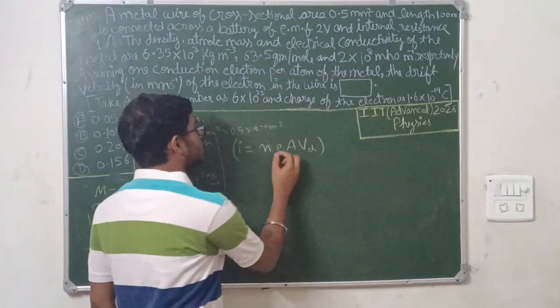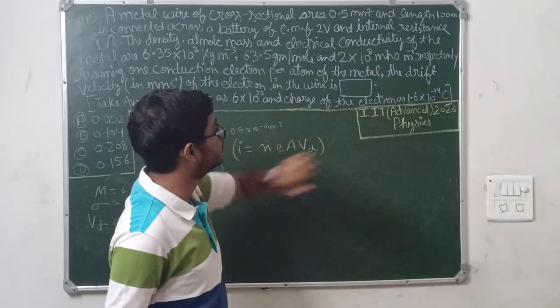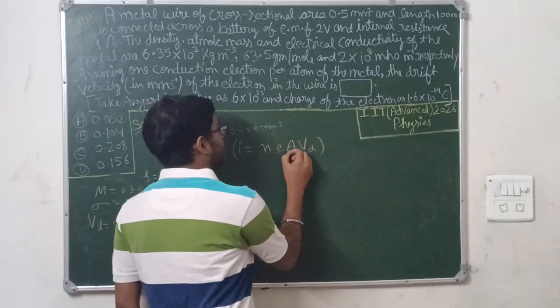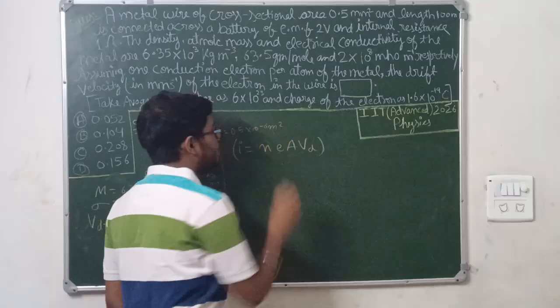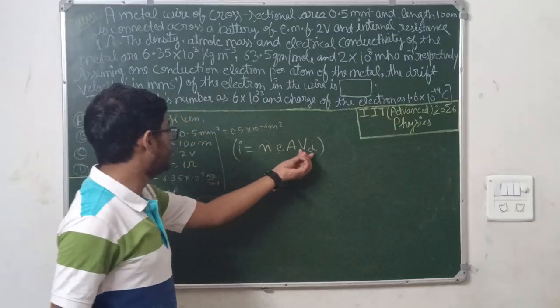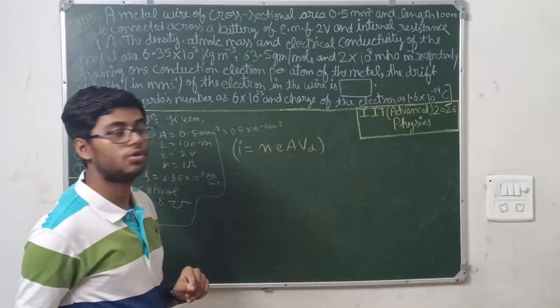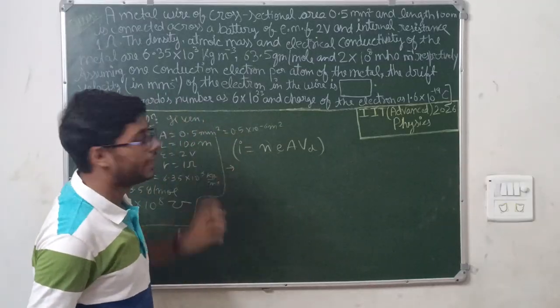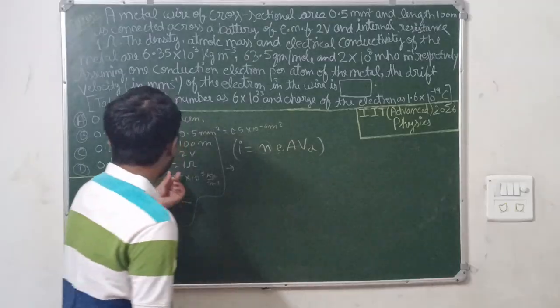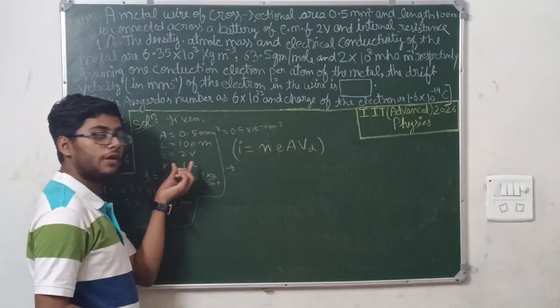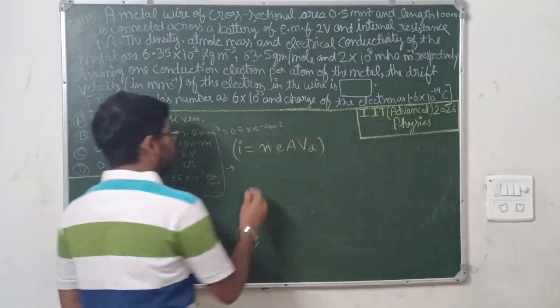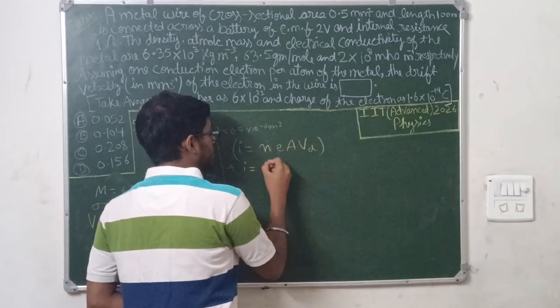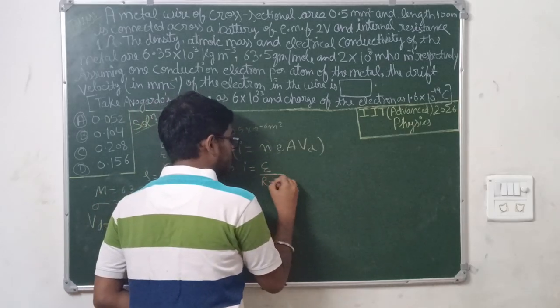e is the electronic charge, which is 1.6 into 10 to the power minus 19 coulomb. A is the area of cross section, which is given. Vd is the quantity which we have to find. Now see, first of all, you need to find the current. If you have been given the EMF and the internal resistance, what was the formula for the current? It was E upon R plus r.